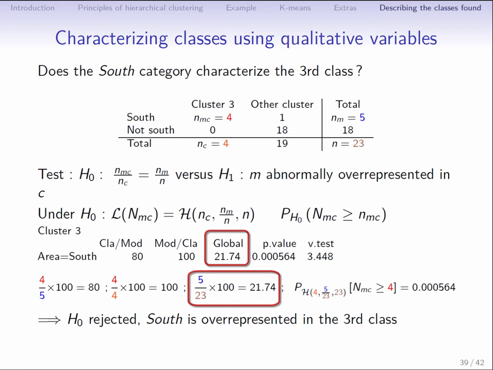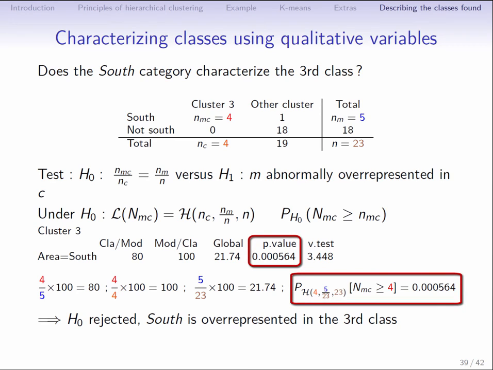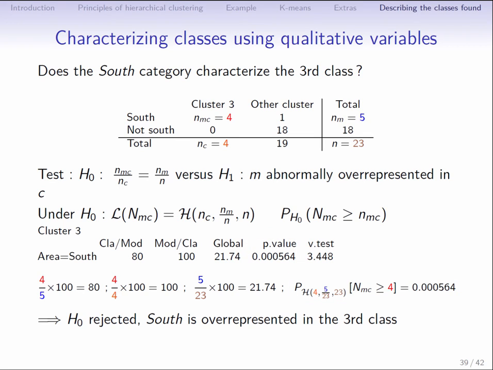Now we can calculate the p-value, which will indicate to us whether this category, South, can be said to significantly characterize the third class. We get a value of 0.000564, which is less than 5%. Therefore, we can reject the null hypothesis and consider that South indeed does characterize this third class. So, in summary, it is useful to comment on p-values and compare proportions in a given class with the general population to see if categories are over or underrepresented.